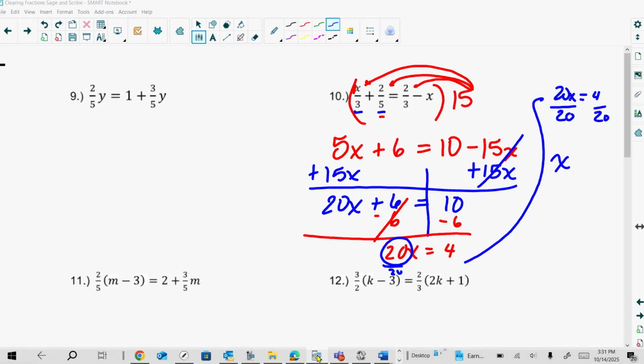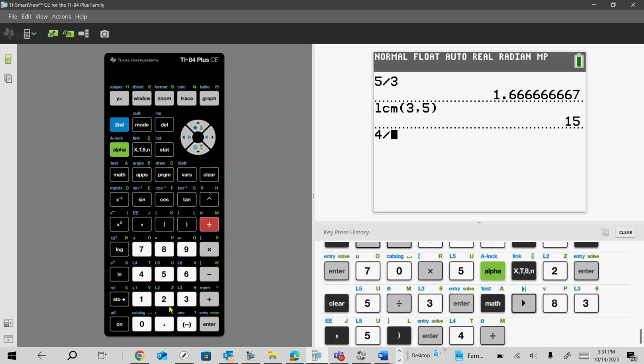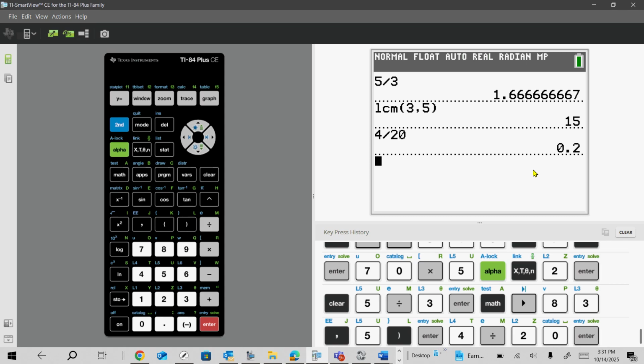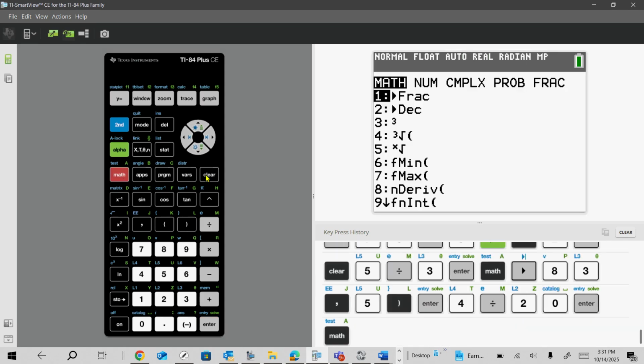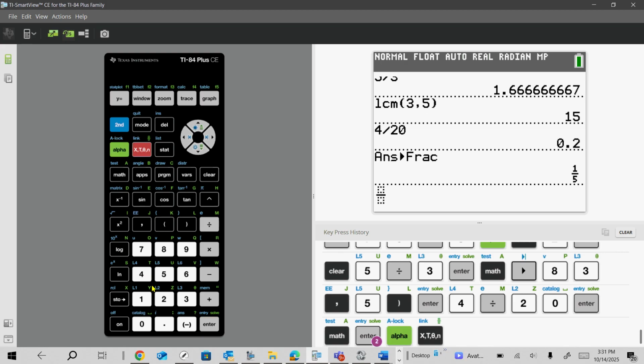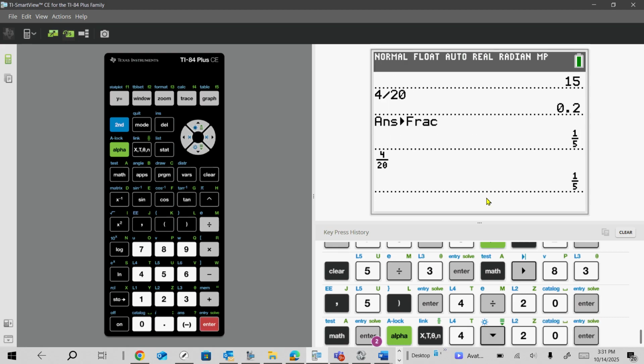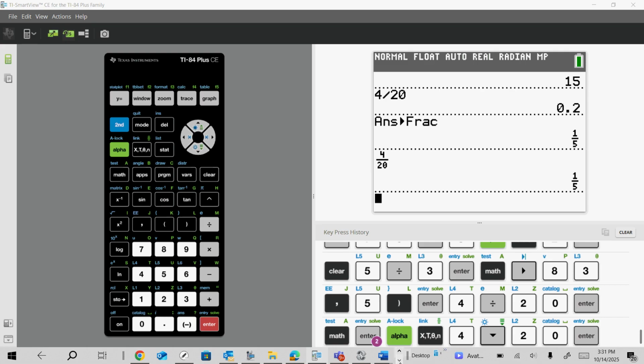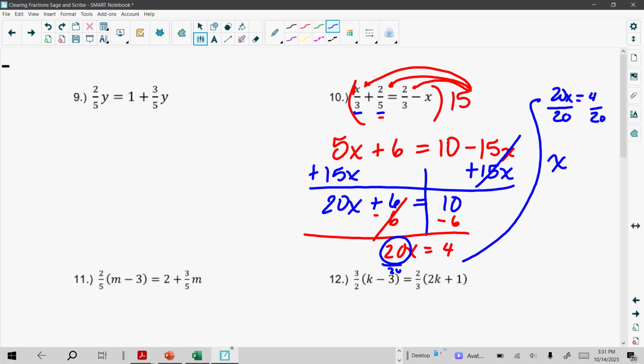So just a couple of recaps. If you do 4 divided by 20, we get this decimal answer. We want our answers in fraction form. So we can hit math and then enter, and it will convert that to the fraction. Or you could have gone to the fraction box in the calculator, that's the alpha x, put the 4 on the top, 20 on the bottom, hit enter, it reduces our fraction. So this x is 1/5. Okay.